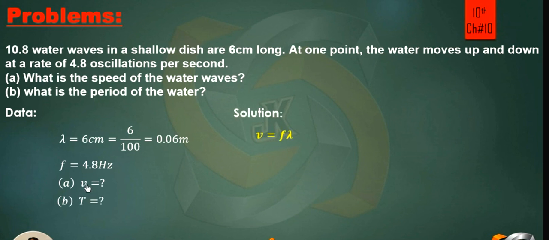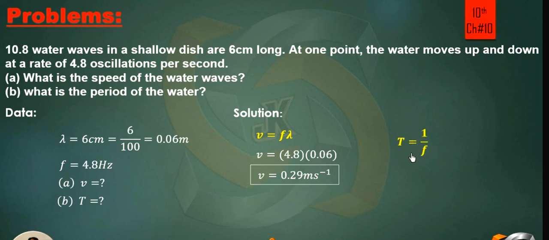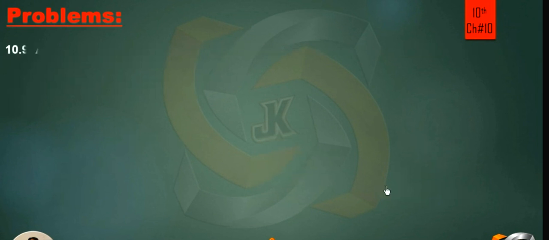Solution. So first of all we will write the formula for speed, v equals f lambda. v equals 4.8 into 0.06, and v equals 0.29 meters per second. Time period is the reciprocal of frequency. Time period equals 1 over 4.8. Time period equals 0.21 seconds.